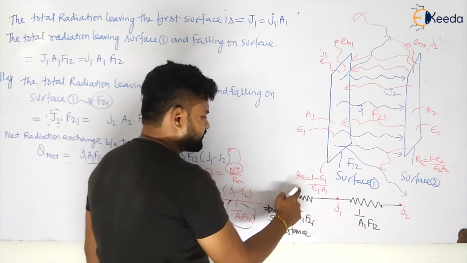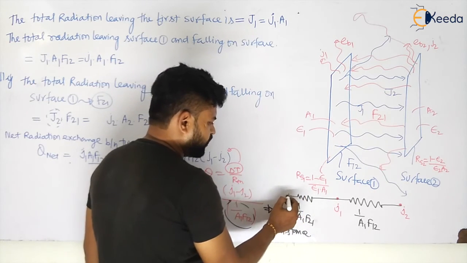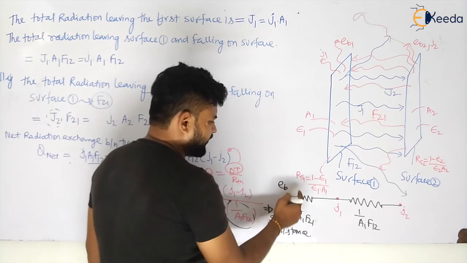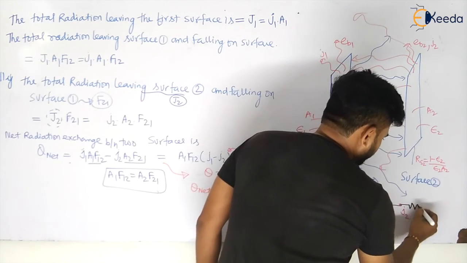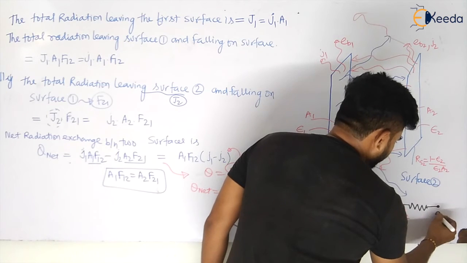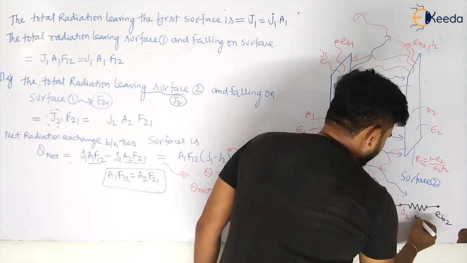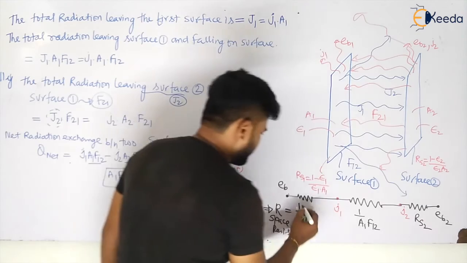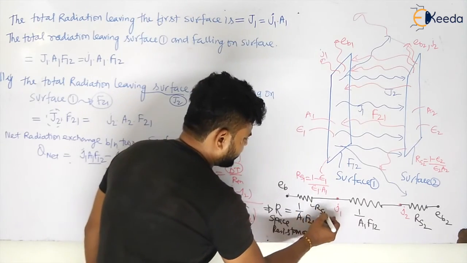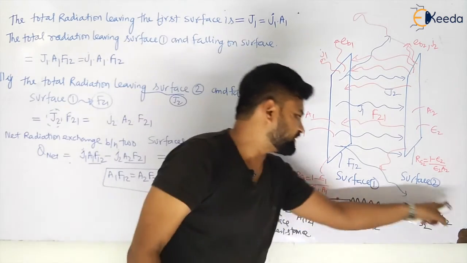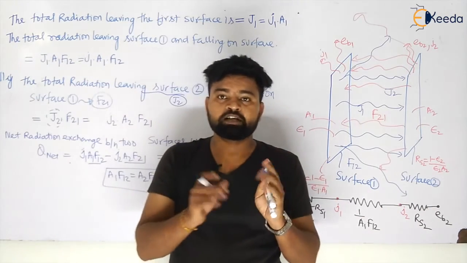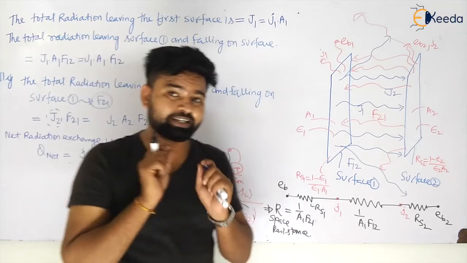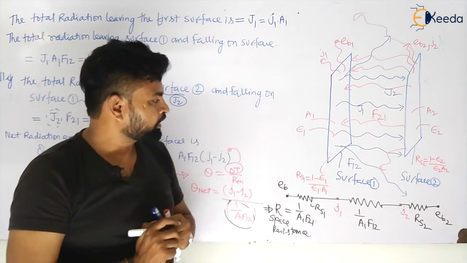We are also having a surface resistance between EB and this. Also we are having surface resistance 2, which is nothing but this EB2, my dear students, that is R surface 2, and we have R surface 1. So this will be the net circuit diagram for radiation heat exchange between the two surfaces. Now let us understand the concept carefully.